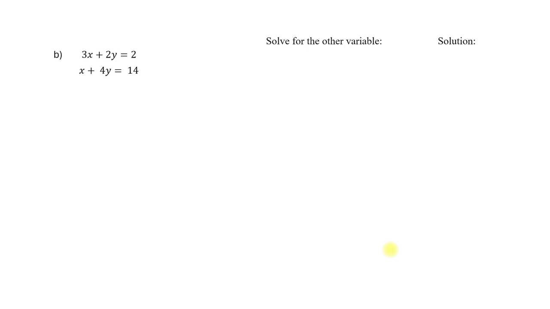Our next question, we're given two equations, 3x plus 2y equals 2, x plus 4y equals 14. Now we have two options here. We could multiply the second equation by 3 so that the 3x's match up. Or we could multiply the first equation by 2 so the 4y's match up. I've chosen to multiply the second equation by 3, which will make that second equation 3x plus 12y equals 42.